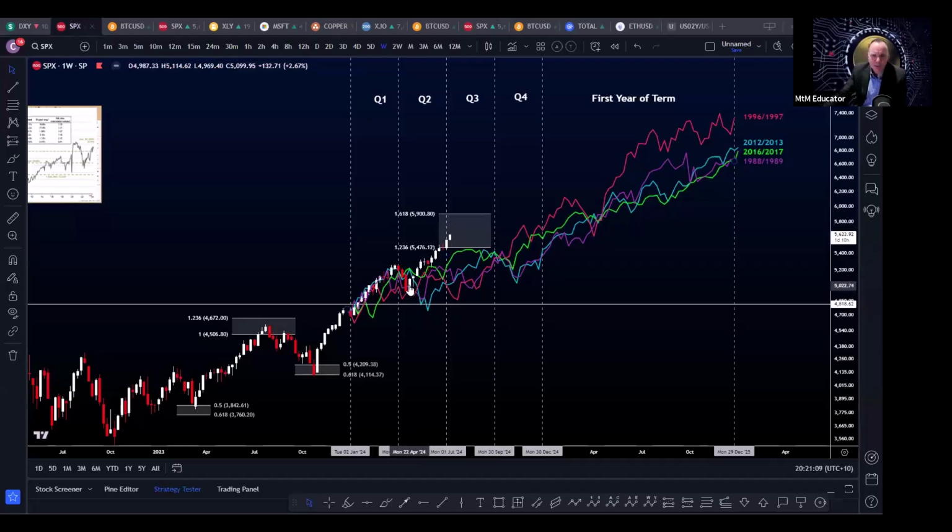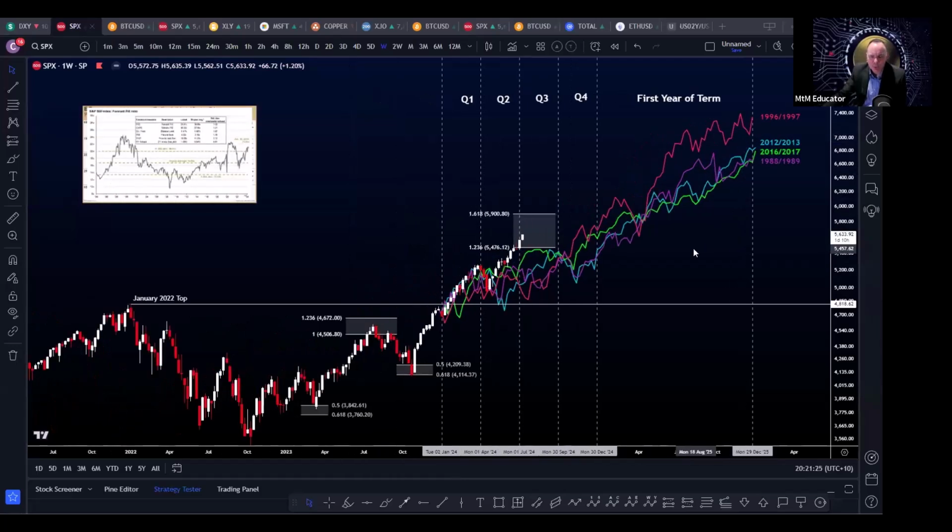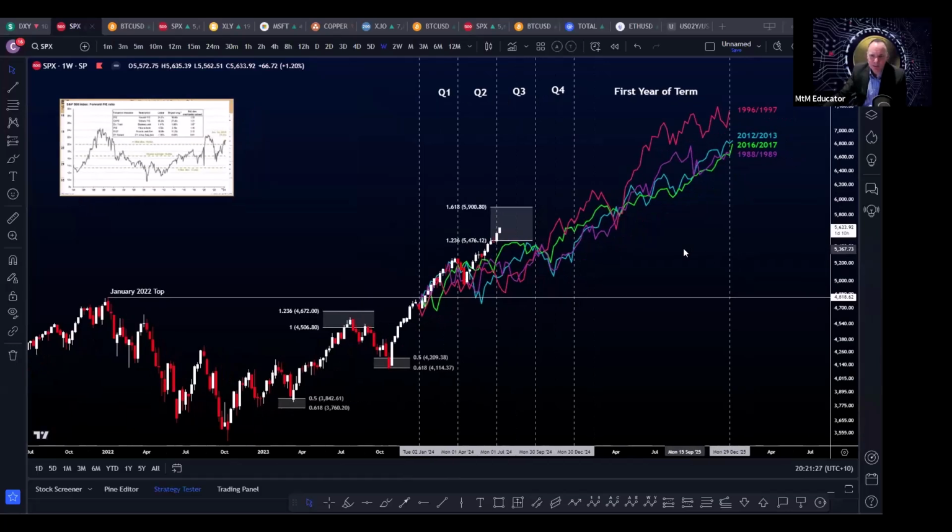Just as this pullback was a great buy the dip opportunity, the next one should also offer a really good buy the dip opportunity, considering where we think that we will go over the next 18 months from here. For people that are looking at it from a more holistic perspective, we've spoken about this quite at length with MTN in the last 10 weeks.